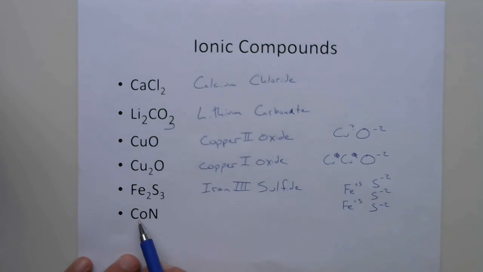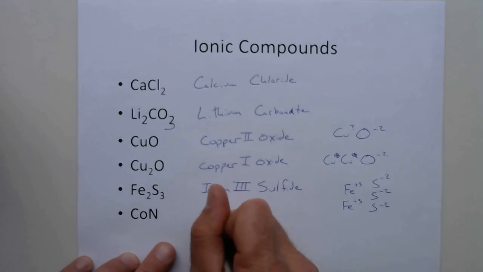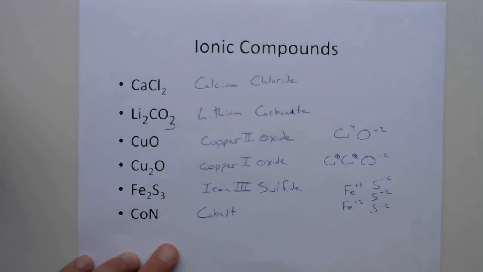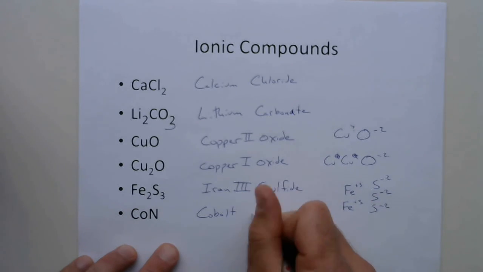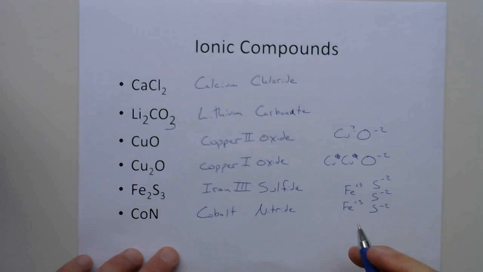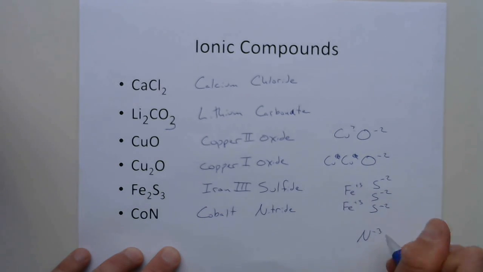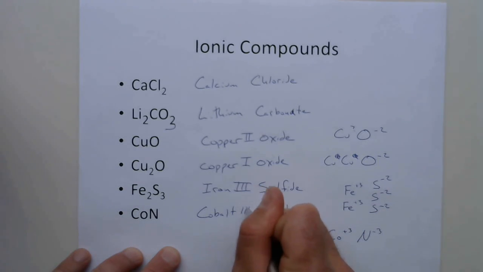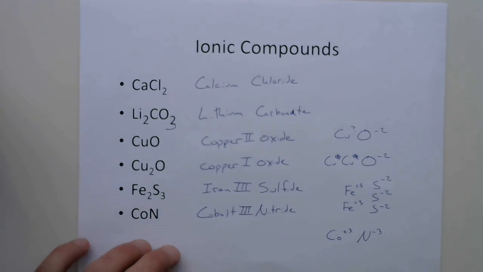Last one, Co, so this would be cobalt. And cobalt is a transition metal, and it's paired up with nitride. The charge of nitride we know is -3. It was paired with just 1 cobalt, so the cobalt must have had a +3 charge. So cobalt 3 nitride is the correct name for that one.